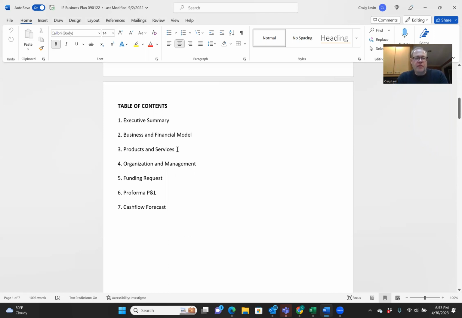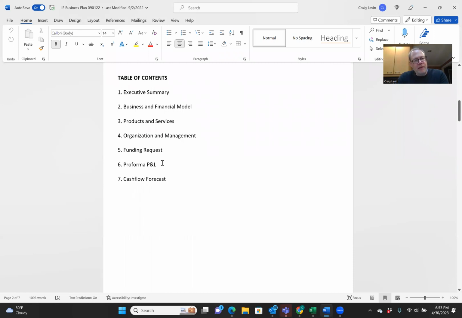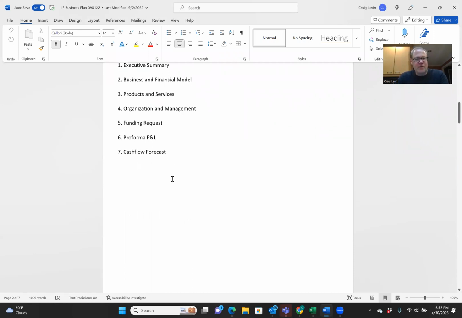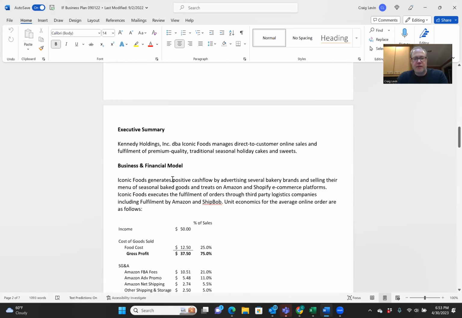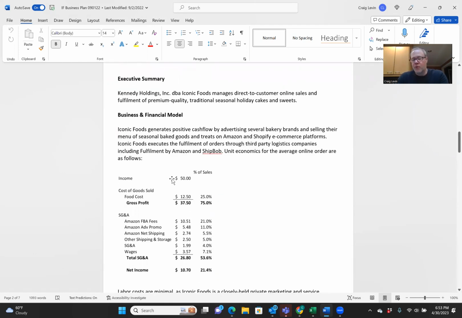Products and services is a list of what types of products and formats you make. Organization is what positions are filled in the business. The funding request was part of this SBA loan. Proforma P&L is what I was just showing you, and a cash flow forecast, again, what I was just showing you. So you can see the primary importance of those tools.